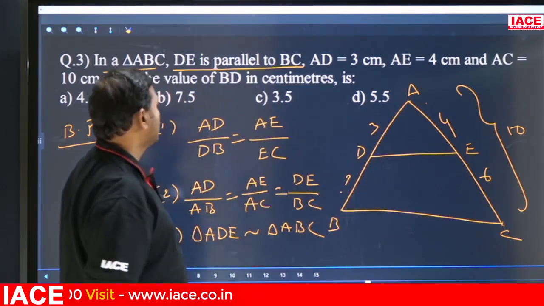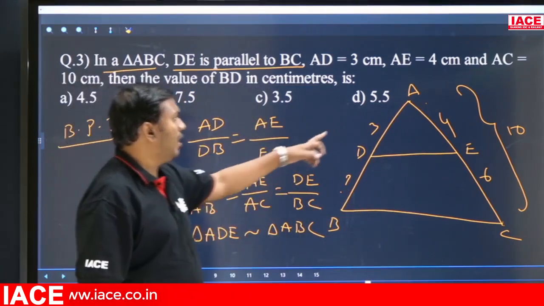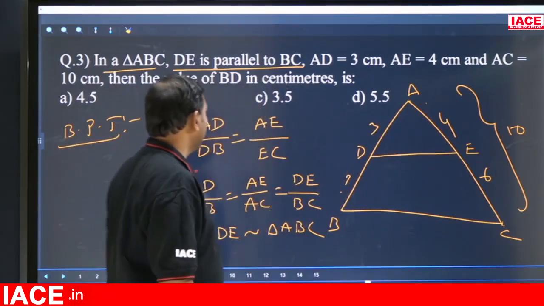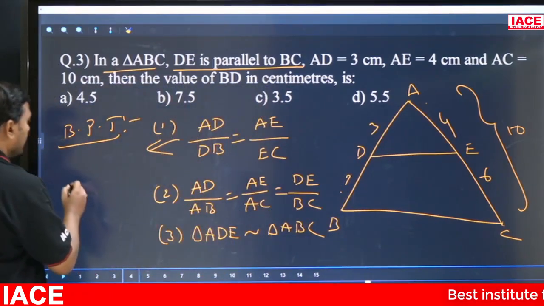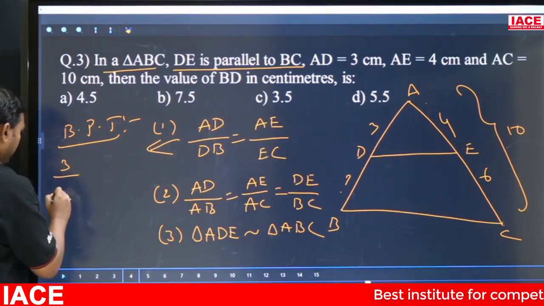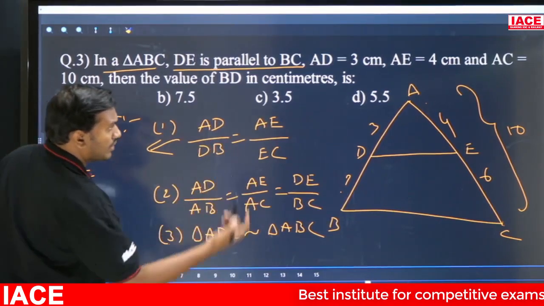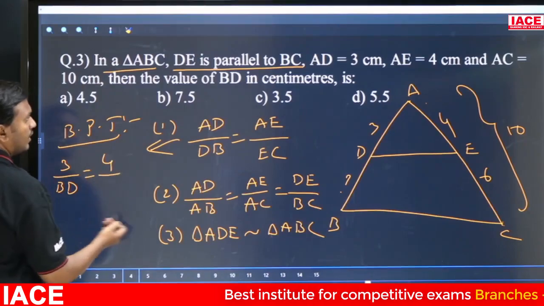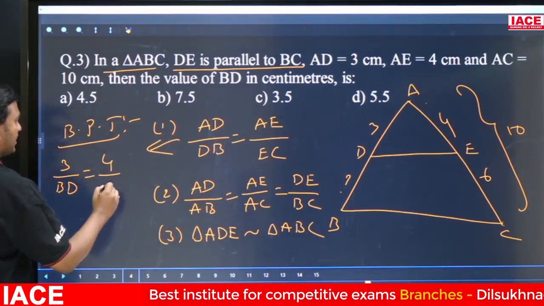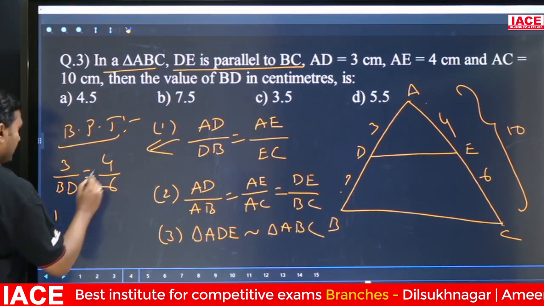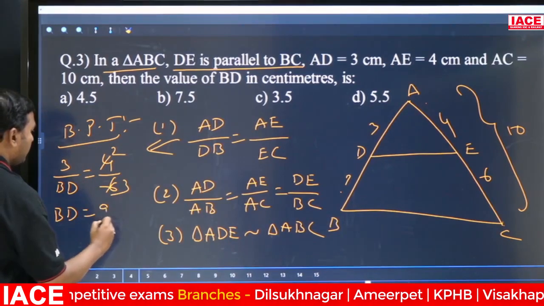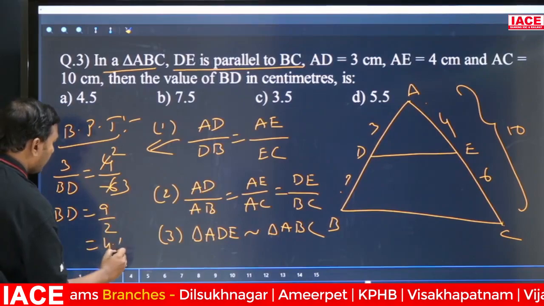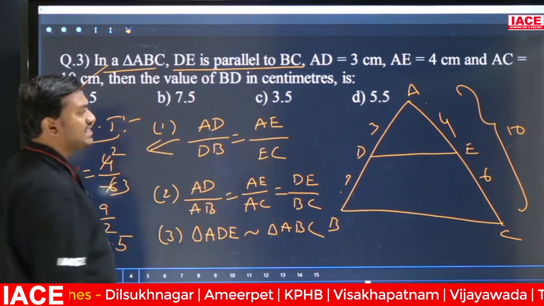Very simple. So which point do we have to use? Top by bottom. Top by bottom means point number 1 we have to use. What is AD? AD is 3 by BD equal to that side, AE by EC, 4 by 6. EC is 6, so 2's 3's. So BD equal to how much? 9 by 2, which is 4.5. The answer is Option A.